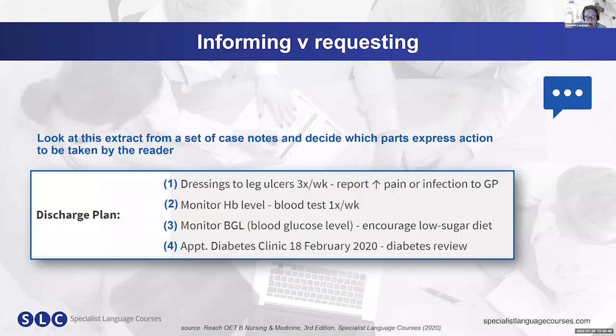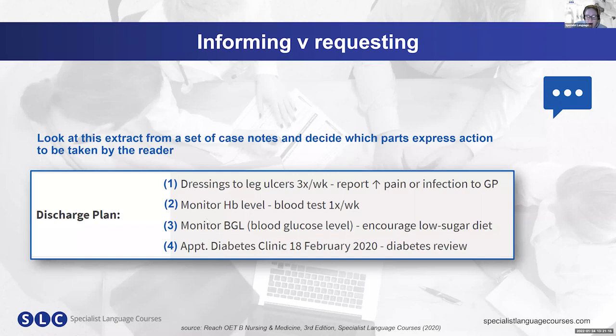Here's an extract from a set of case notes. So it's a letter to a community nurse who needs to take over the care of the patient. So it's a discharge plan. The patient's been in hospital with infected leg ulcers. Now, thinking of that context, which of these case notes does the reader need to take action for?